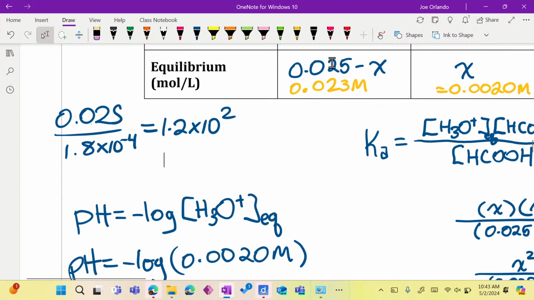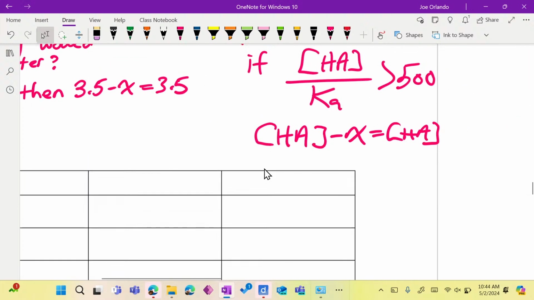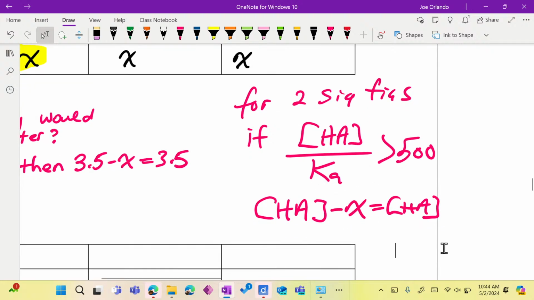And is that what we saw? It changed, but just a little bit, right? If this had been twice as big, we would have gotten away with it really not changing very much. So the rule is, for 2 sig figs, if you take the concentration of HA and divide it by Ka and get bigger than 500, you can ignore the minus X term. Does that make sense? And that is a simple trick that will make your math a little easier.